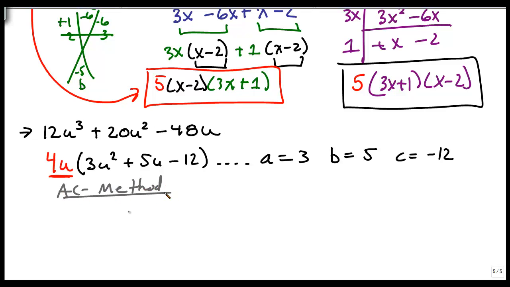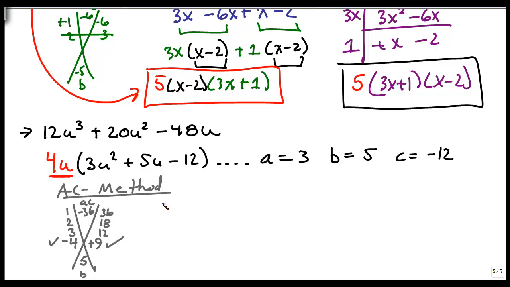So for the AC method, I start with AC up top. I need two numbers multiplied together that give me a negative 36, added together that give me a 5. Okay, so 1 and 36 aren't going to do the job. 2 and 18, not close enough. 3 and 12, that's not going to work. 4 and 9, that has some potential. 4 and 9 are a difference of 5 apart. If I make the 9 positive and the 4 negative, negative 4 plus 9 is 5. Negative 4 times 9 is negative 36. So these are the numbers that I'm looking for.